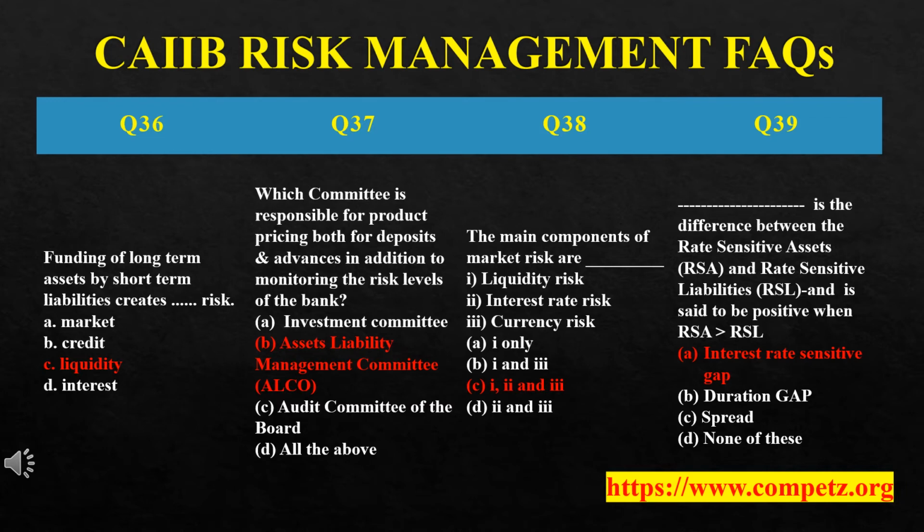Why? Because the interest rate sensitive gap is defined as RSA, rate sensitive assets, minus RSL, rate sensitive liabilities.